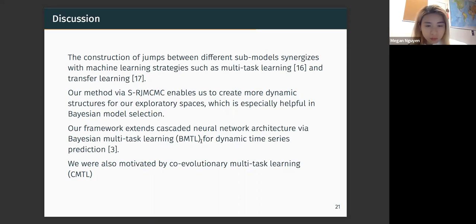And our framework actually extends the cascaded neural network architecture via Bayesian multitask learning that has been developed for dynamic time series prediction. And we were also motivated by the co-evolutionary multitask learning, which defines each cascade of the network with a different number of input features for dynamic time series. So now, instead of doing just input features, we also look at hidden neurons as well.